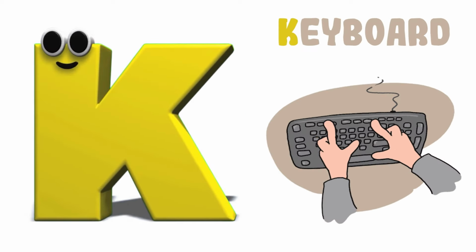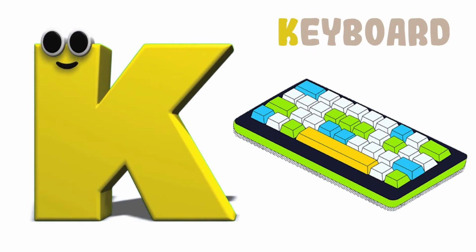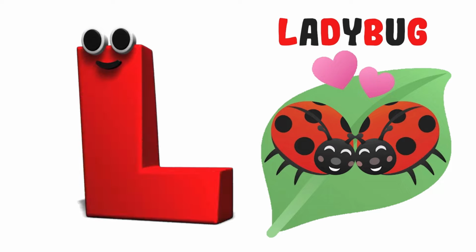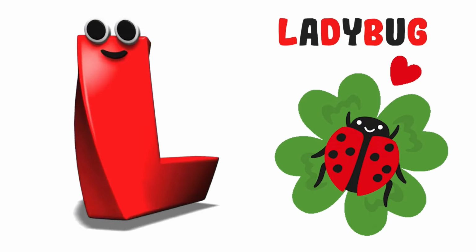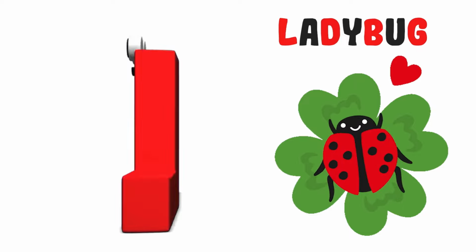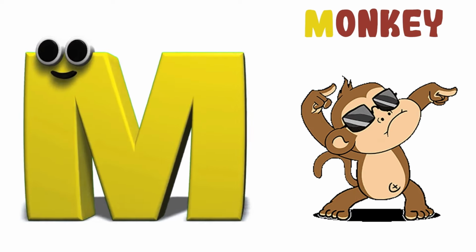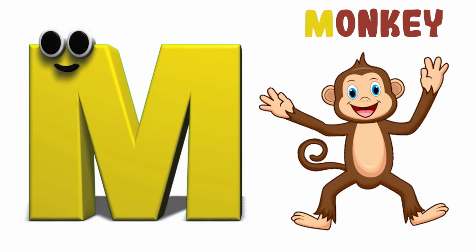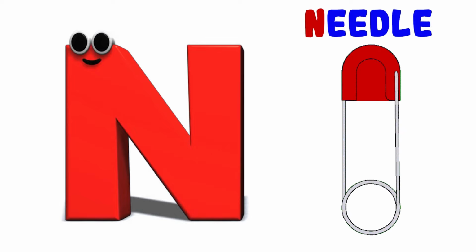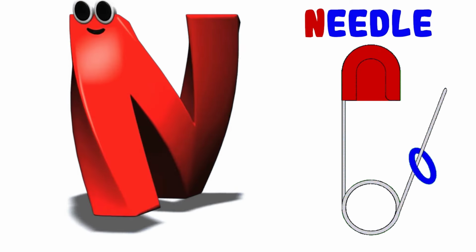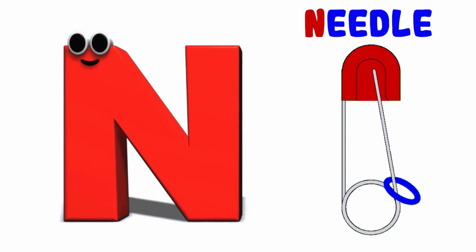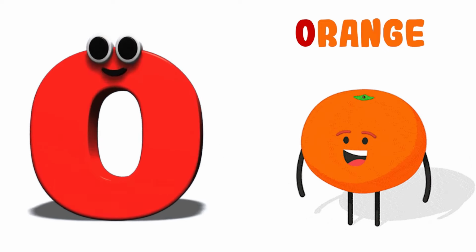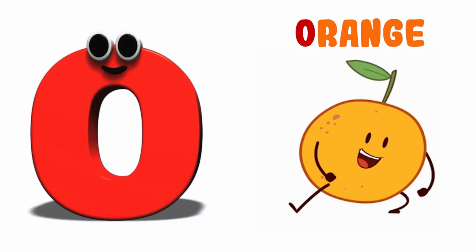K is for keyboard, k, k, keyboard, k, k, keyboard. K, keyboard. L is for ladybug, ladybug, ooh, ooh, ladybug. L, ladybug. M is for monkey, monkey, monkey. M, monkey. N is for needle, needle. N, needle. O is for orange, orange, orange. O, orange.